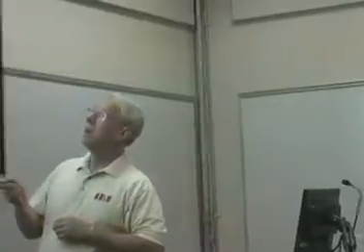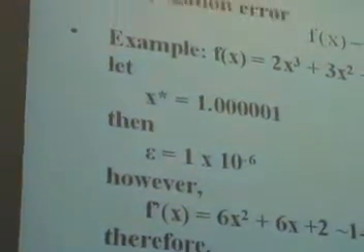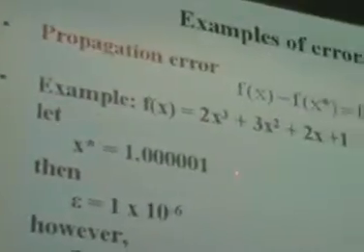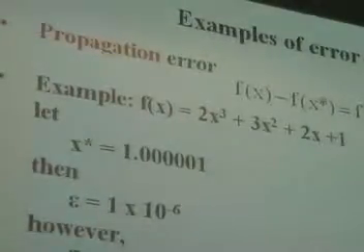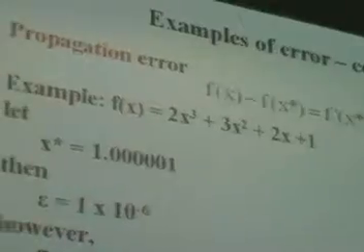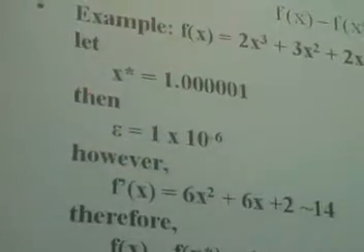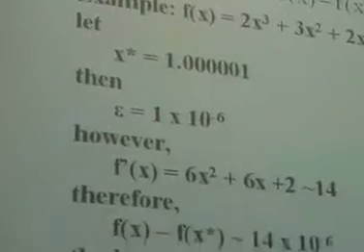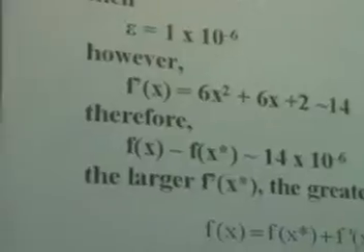Okay, examples of error. Here's a propagation error. All right, so this means an approximation. Anytime you see an asterisk on something, it means it's approximated. That's usually the rule of thumb. Not always, but usually. All right, so here's an example. Here's a function, 2x cubed plus 3x squared plus 2x plus 1. All right, let's start out with a value 1.000001. Epsilon is 1 times 10 to the minus 6. So we got 1, 2, 3, 4, 5, 6.